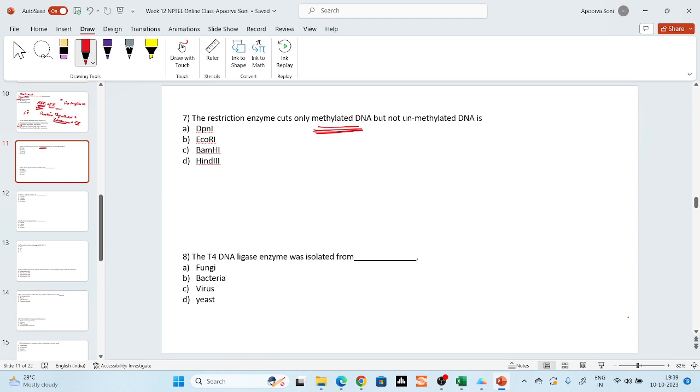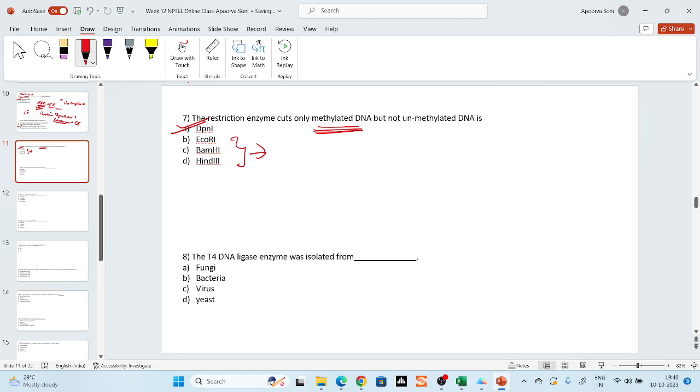DpnI. Yes. DpnI is the enzyme which is used for cutting the methylated DNA. So EcoRI, BamHI, HindIII, these are the most commonly used enzymes. They are very commonly used in normal cloning.